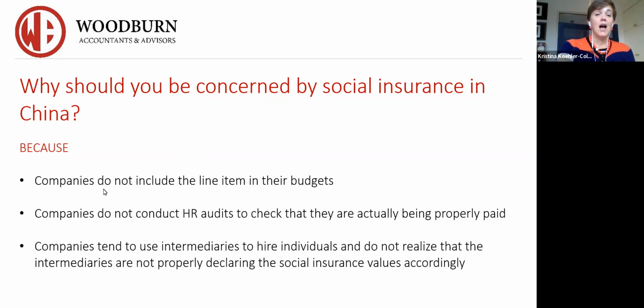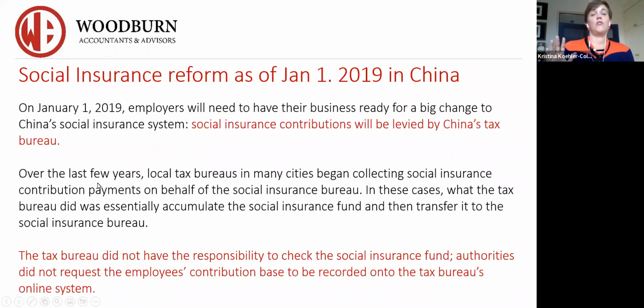Now, I have reflected back on the social insurance reform, which took place in 2019. Why am I doing that? It's because people tend to Google things over a period of time. And I just want to make sure that you are Googling the right stuff and you are reading about the right stuff. Okay. So the social insurance reform as of Jan 1, 2019 is the most current social insurance scheme.